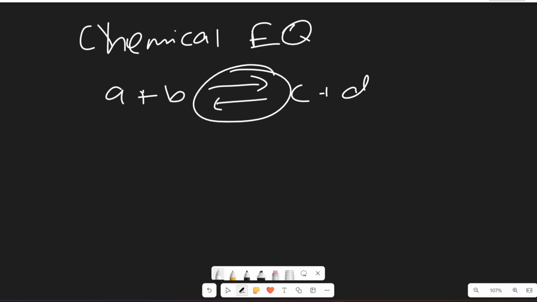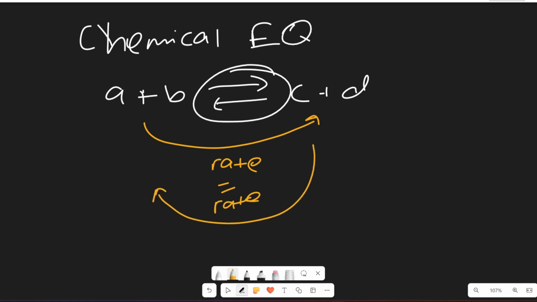So when we've reached equilibrium, we are saying that the rate of the forward reaction is equal to the rate of the reverse reaction here. We're not saying that the concentrations of A and B are necessarily the same as C and D. We're just saying the rate of the reactions are the same. So now going into what our equilibrium expressions look like.